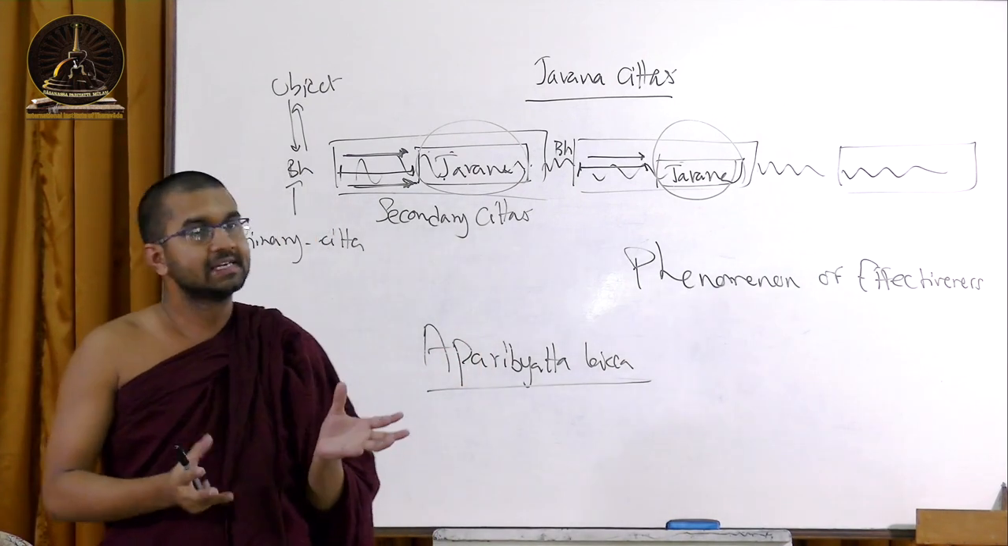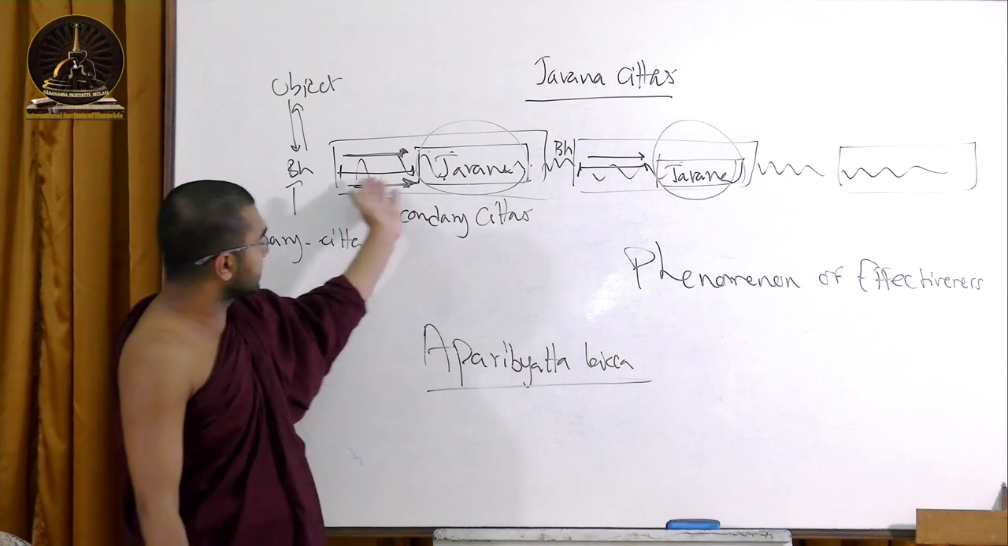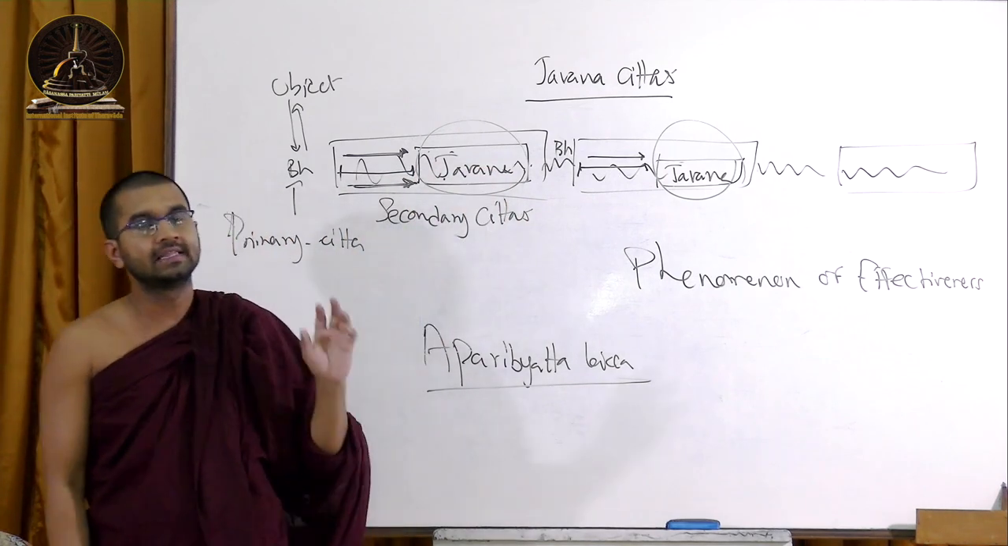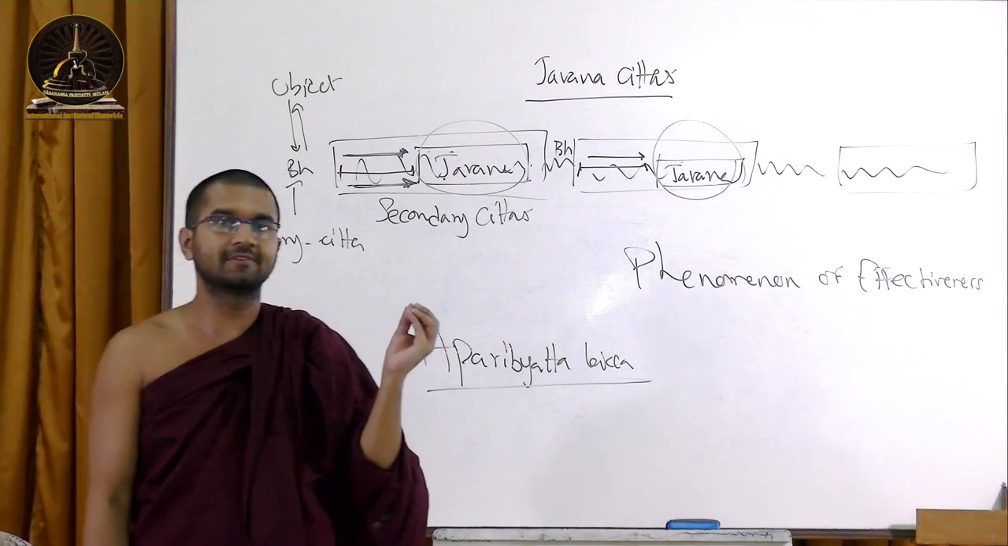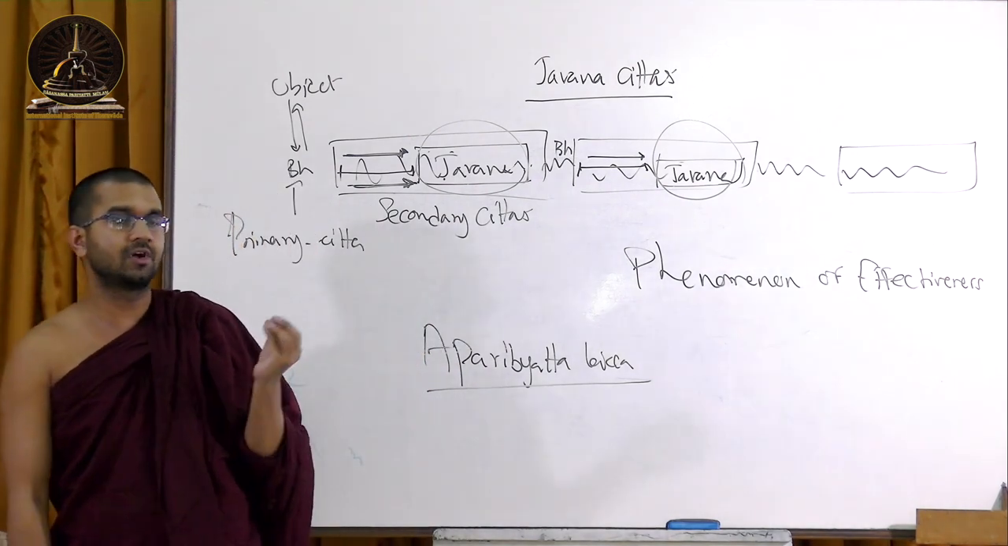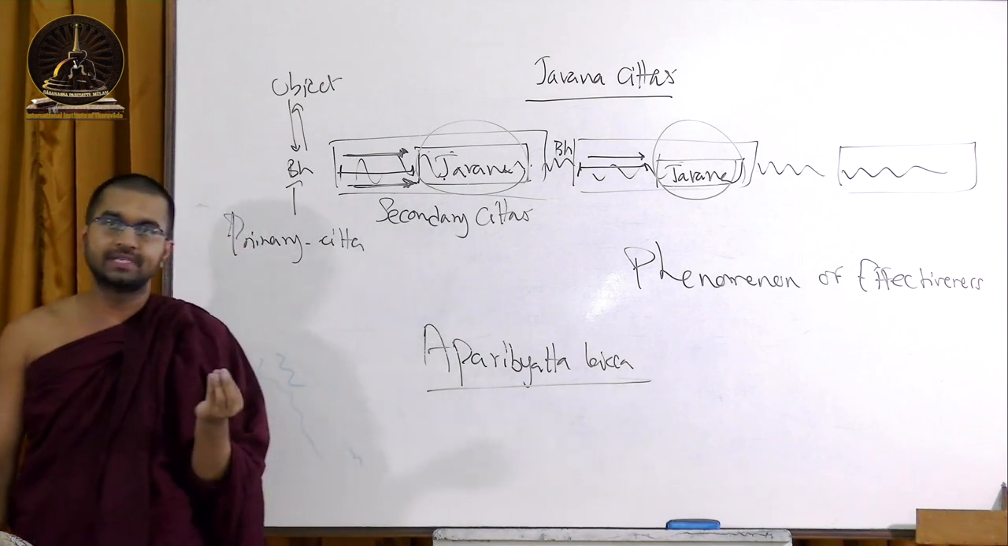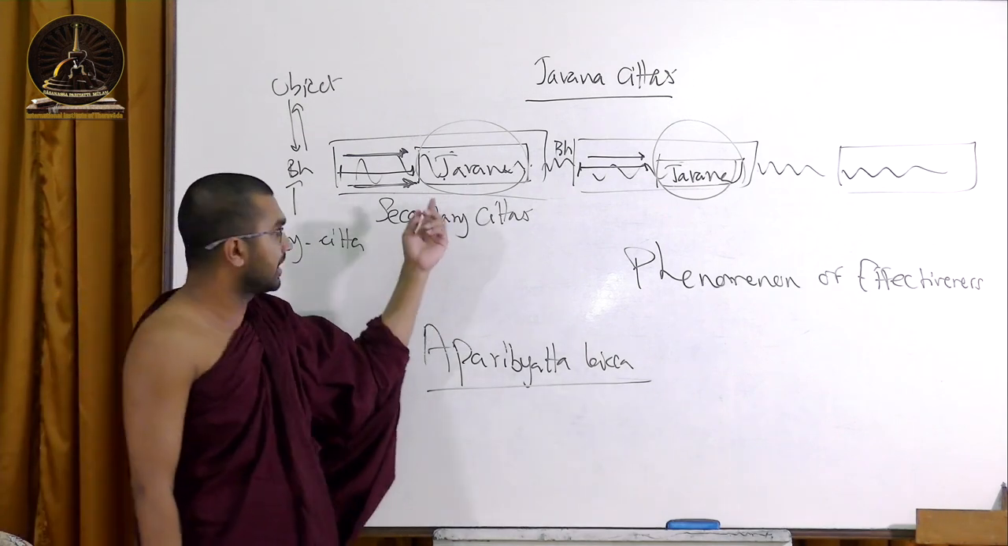Sometimes the conscious process may not come to the level of javana. That is because there was some lack of conditions. The object struck at a later time. It was not clear. It was an obscure object. In such cases, javanas may not arise.